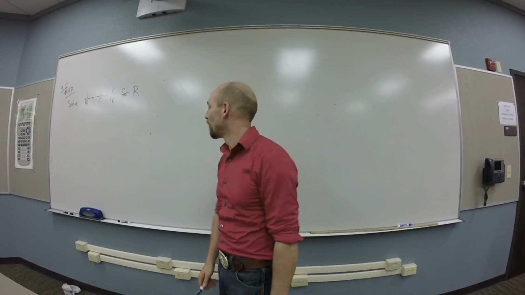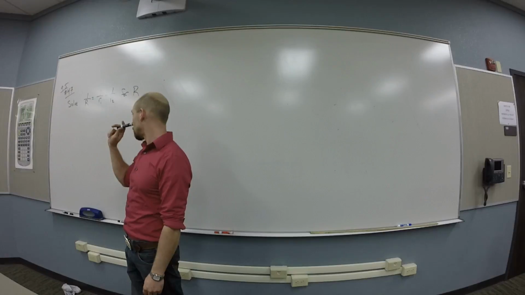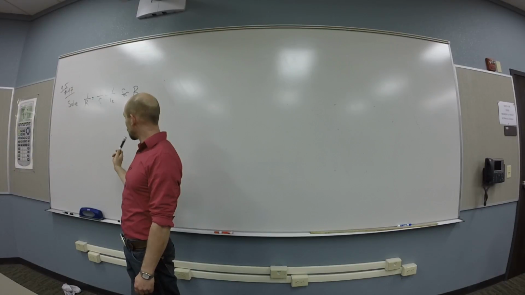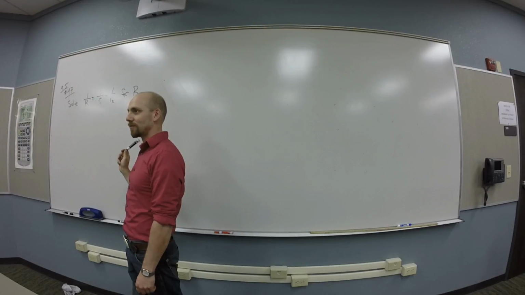All right, let's do number 47 and 9.5. So they tell us that we want to solve 1 over capital R equals 1 over little r1 plus 1 over little r2 for capital R.